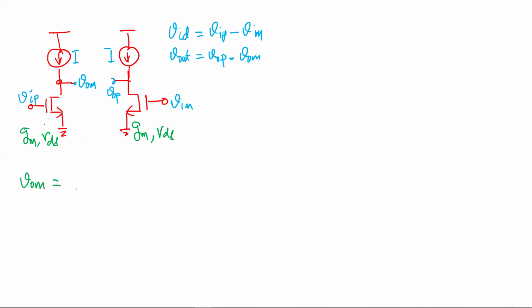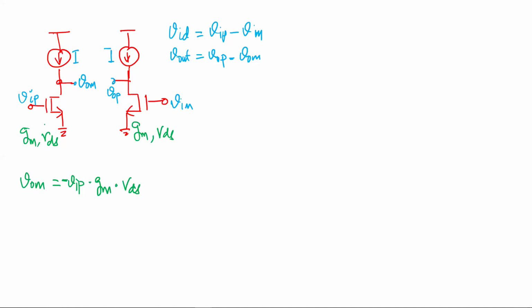So then I can write VOM. What is VOM in terms of GM and RDS? It will be VIP minus VIP times GM times RDS. We got that yesterday from the small signal model.